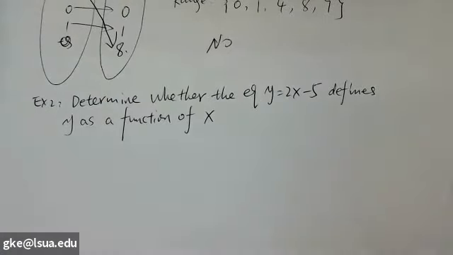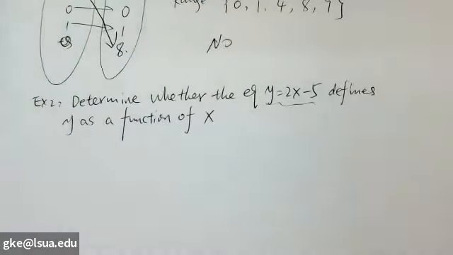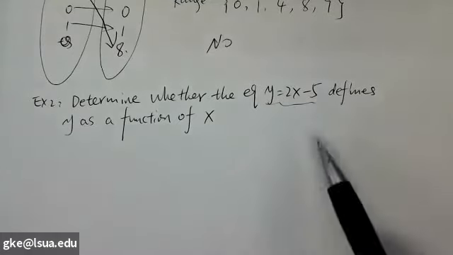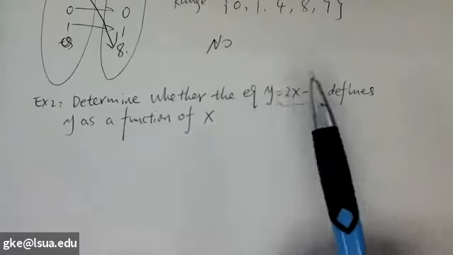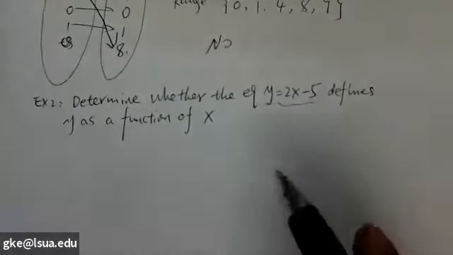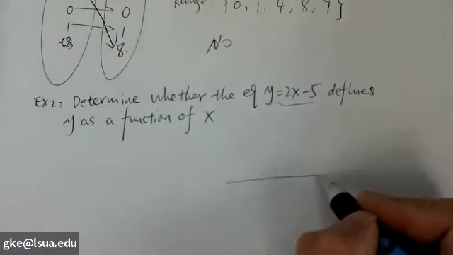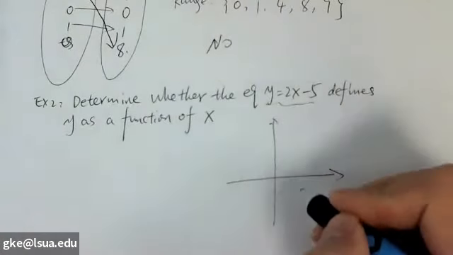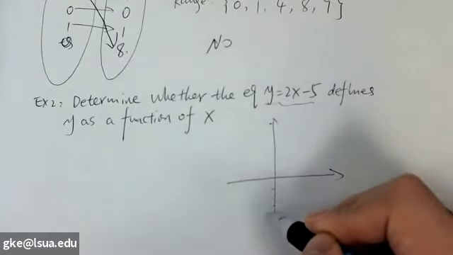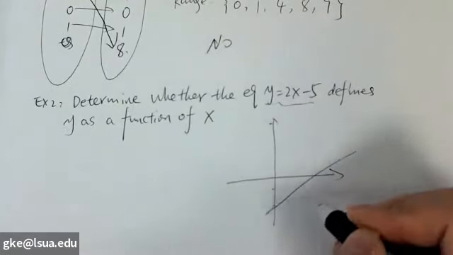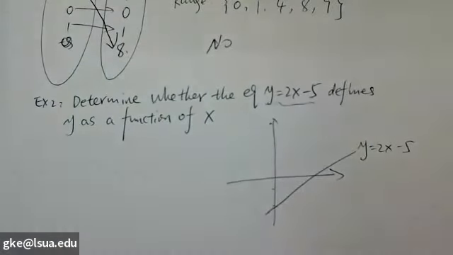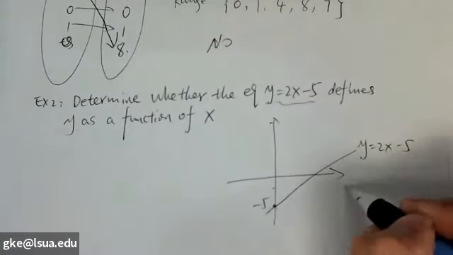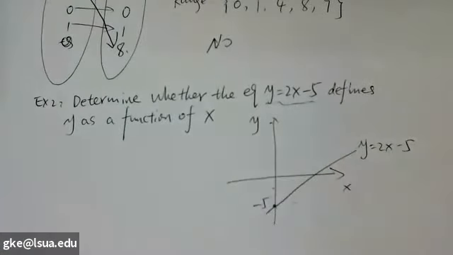How to do that? As we know, this is a line equation. We know the y-intercept is -5 and the slope is 2. So we can draw a picture. So -5 is here and the slope is 2. Roughly, you can draw the picture like that.